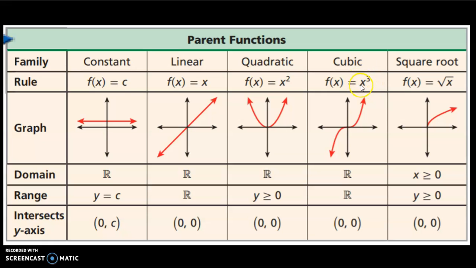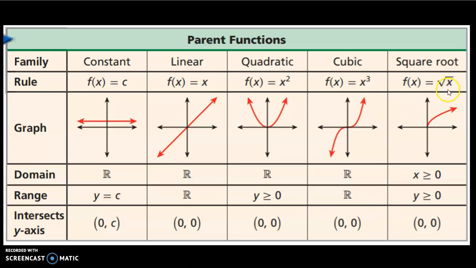This is where the x is to the third power. It creates this shape where it kind of comes up, it flattens out, and then it goes up sharply again. Domain is all real numbers, range is all real numbers, and then it intersects the y-axis at 0, 0.